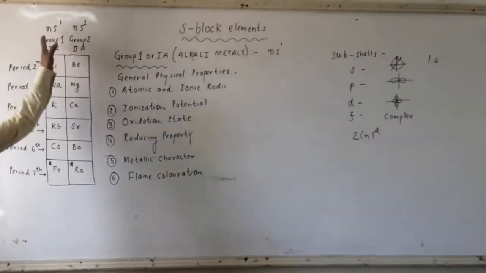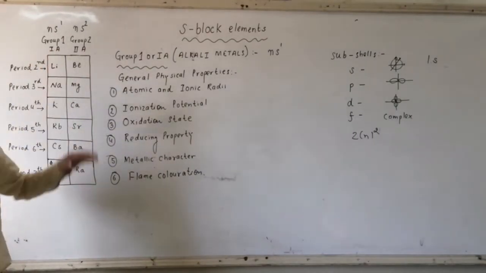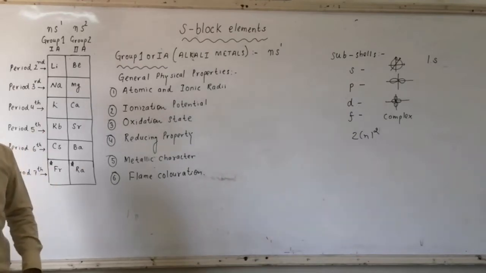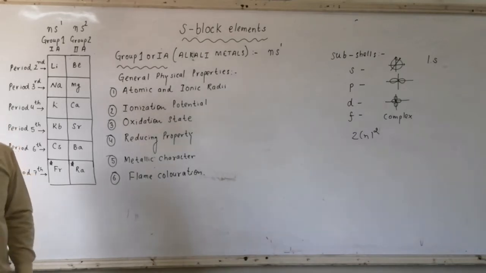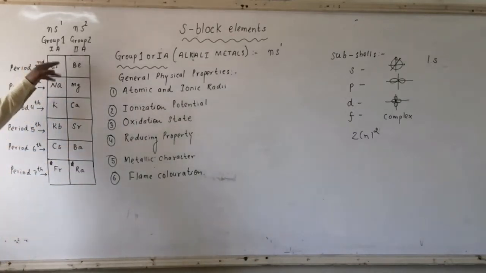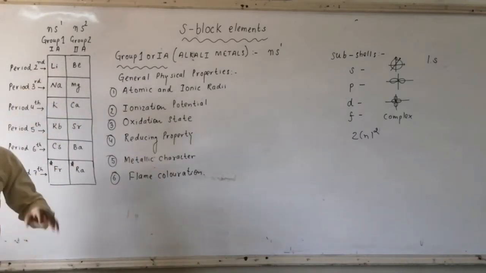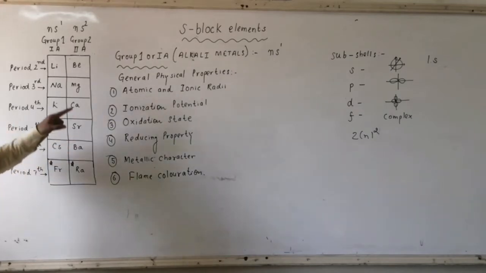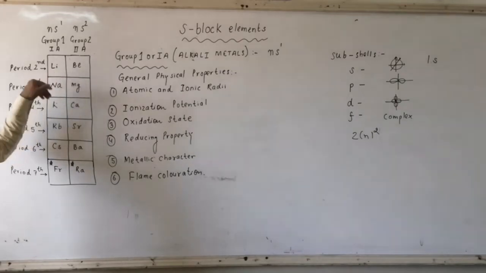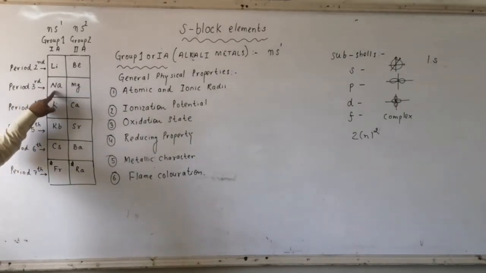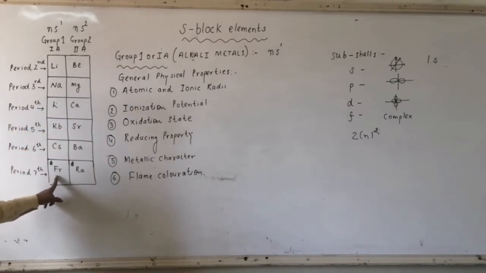If 1 electron is there in s, then the member belongs to group 1 or first A, which is also called alkali metals. And if s contains 2 electrons, then the element belongs to group 2 or second A, which is also called alkaline earth metals. First member of group 1 is lithium. As lithium belongs to the second energy level, its valence shell will be second, so its outermost electronic configuration can be written as 2s1. Next, sodium 3s1, 4s1, 5s1, 6s1 and 7s1.